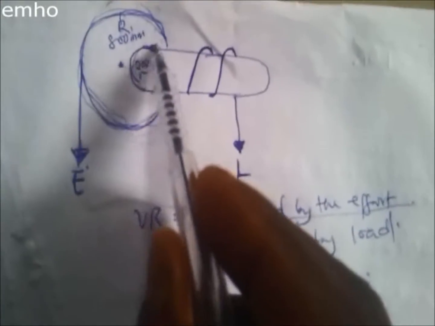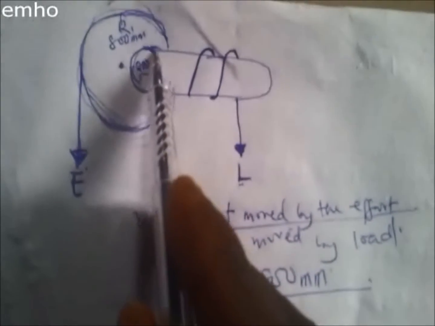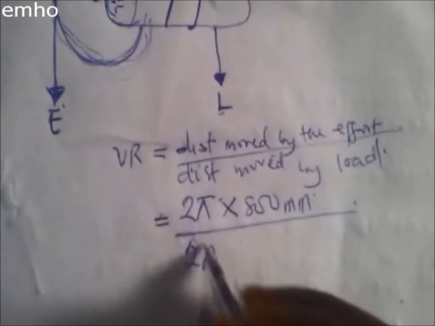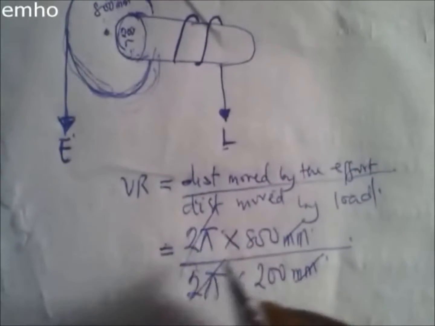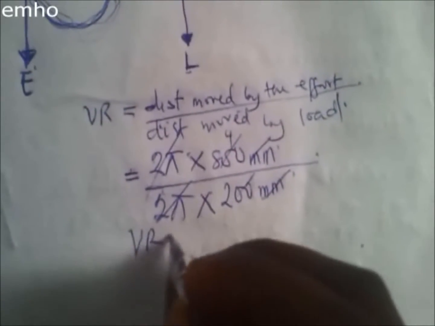This is the axle that carries the load. This is where the load is being carried. So the distance moved by the load is also in the form of a circle, so it will be 2 pi times the radius of this axle, which is 200 mm. So mm cancels mm, 2 pi cancels 2 pi, and 800 over 200 gives us 4. So our VR is equal to 4.